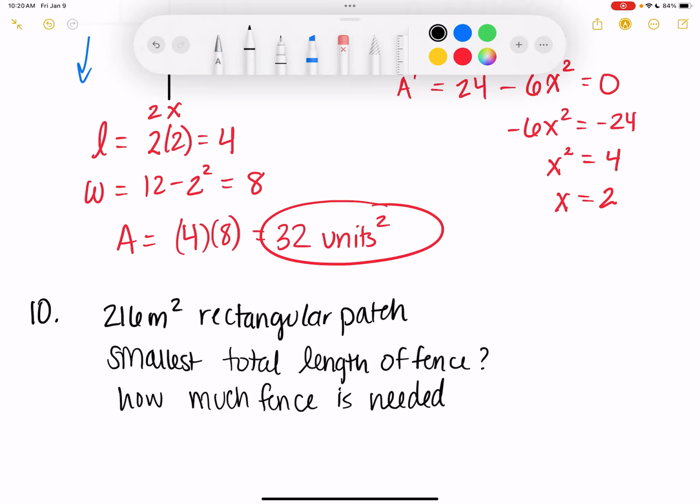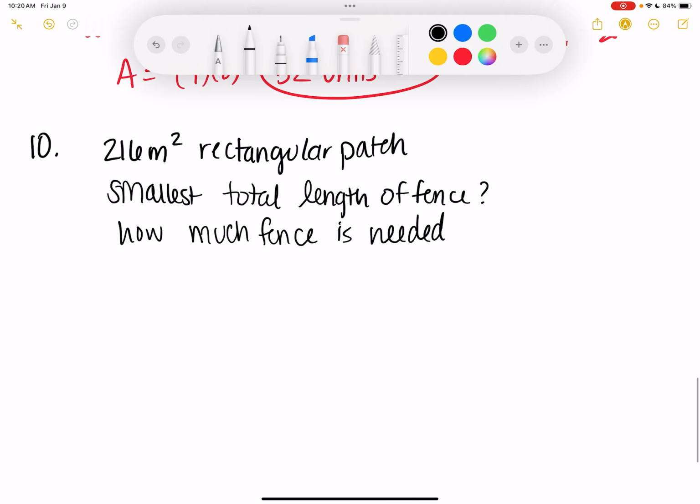So I would start with a picture of what I think this would look like. And so we kind of talked about this yesterday, but it's pretty self-explanatory that doing it this way would be much better than doing it the other way. So I'm just going to call this width and this length. Really doesn't matter, but anyways.